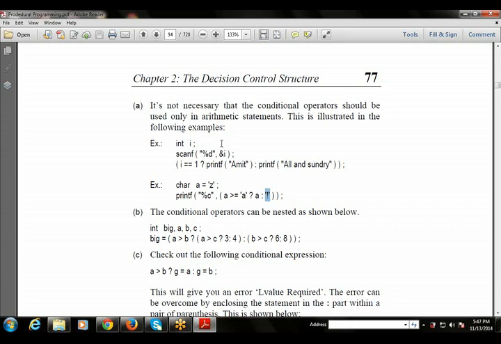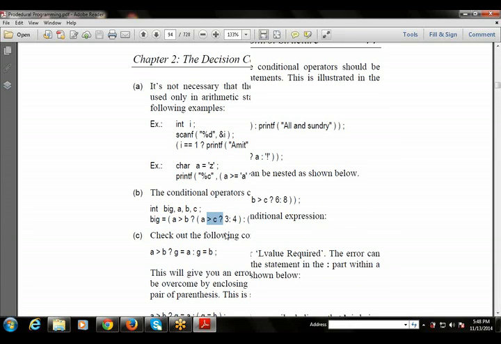The next point says the conditional operator can also be nested, that is, we can nest the conditional operator. This is a conditional operator, and we can also use a conditional operator within a conditional operator.